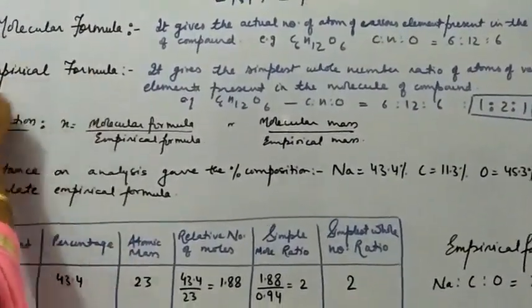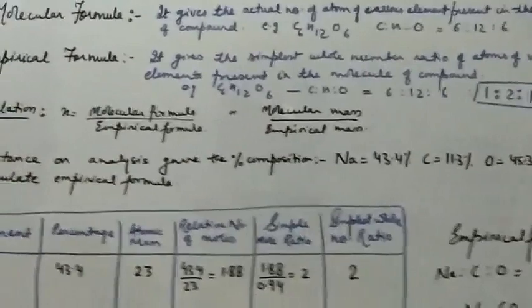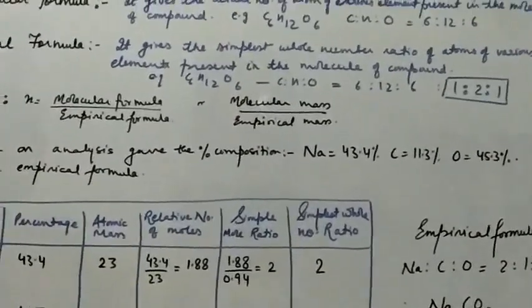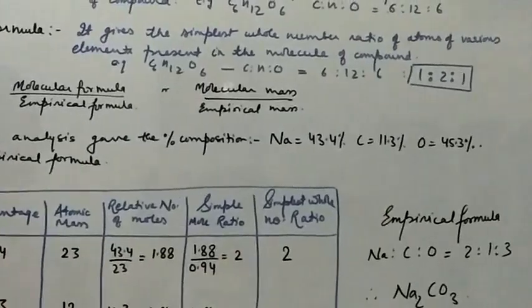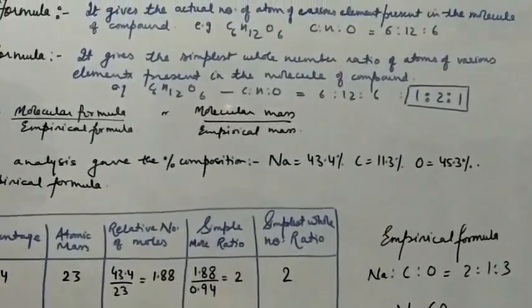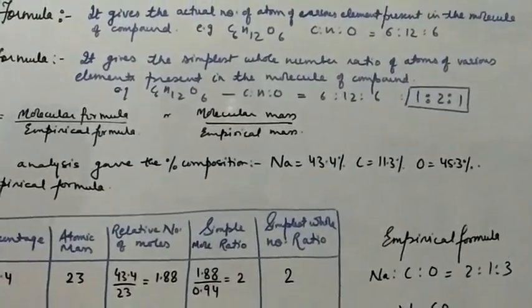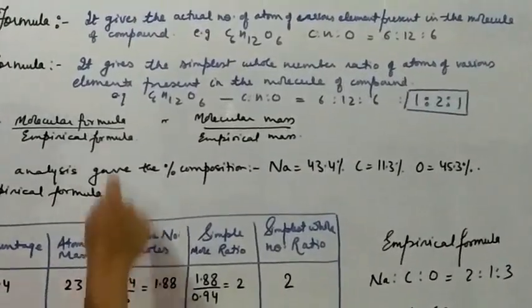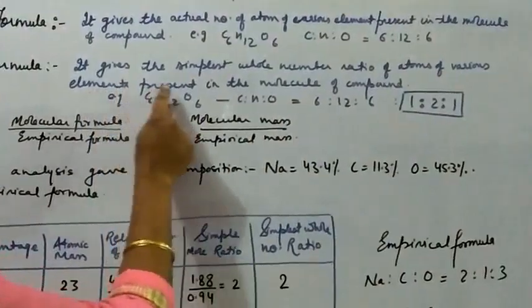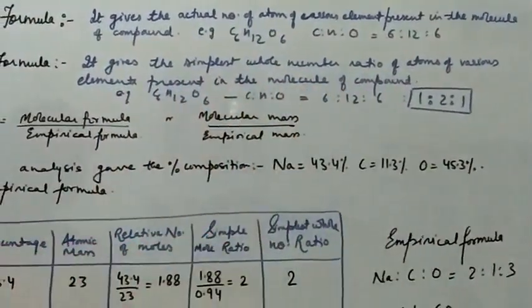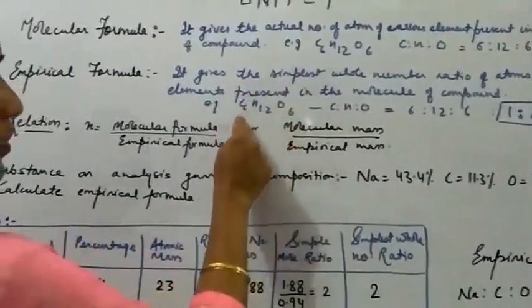Now we are getting a new term here, that is the empirical formula. What is the empirical formula? It is also the ratio of the various elements present in the compound, but we have to take the simplest ratio of it, as simple as we can take. It gives the simplest whole number ratio of the atoms of various elements present in the molecule of a compound. Now let us take again the example of glucose.